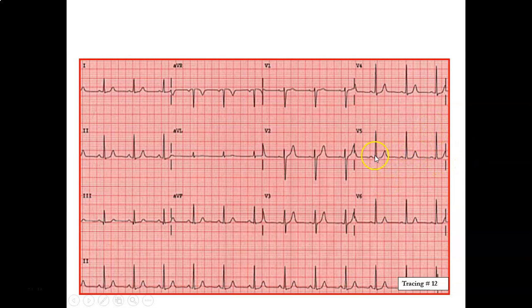Look at this ECG and try to find, is there any ST segment elevation, any ST segment depression, any T wave inversions, any Q waves. These are not significant. No Q waves. So just relax. This is your normal ECG.